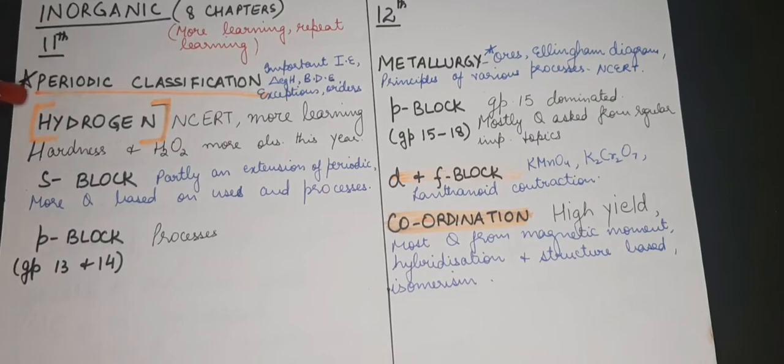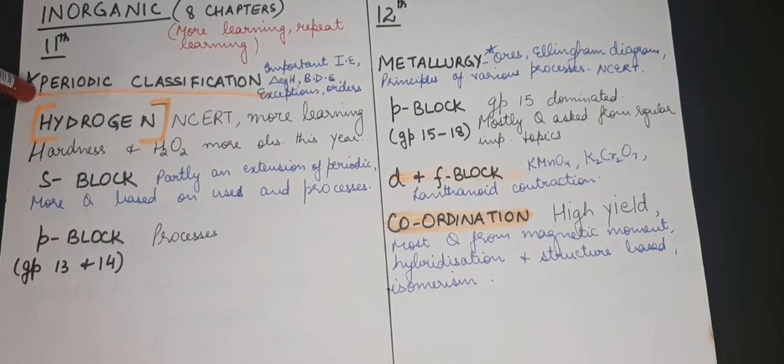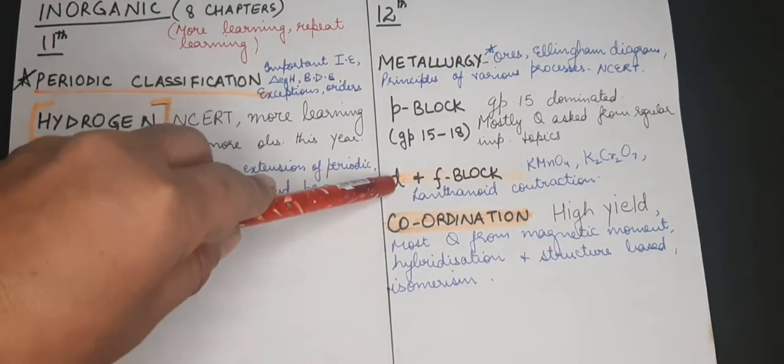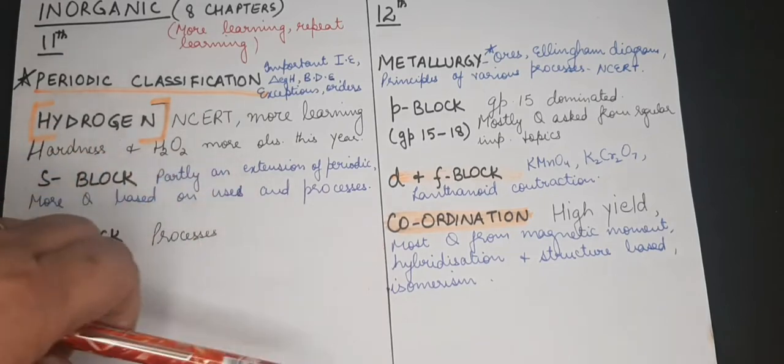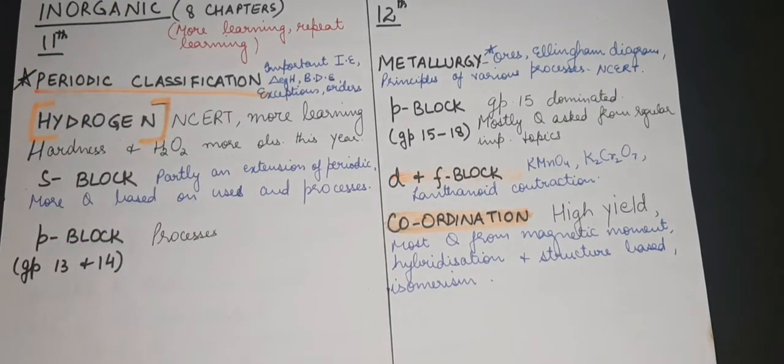Here, one of the very important chapters is periodic classification, D and F block, and coordination. These are extremely high yield. If I look at the length of these chapters and the importance, in comparison to the content volume, the importance is higher. High yield questions are asked from these topics.